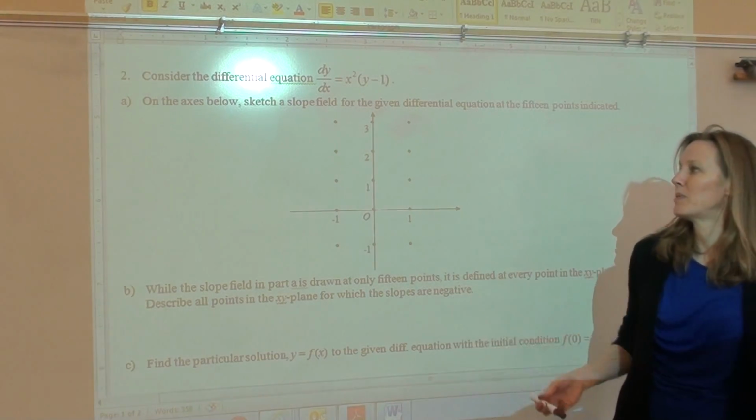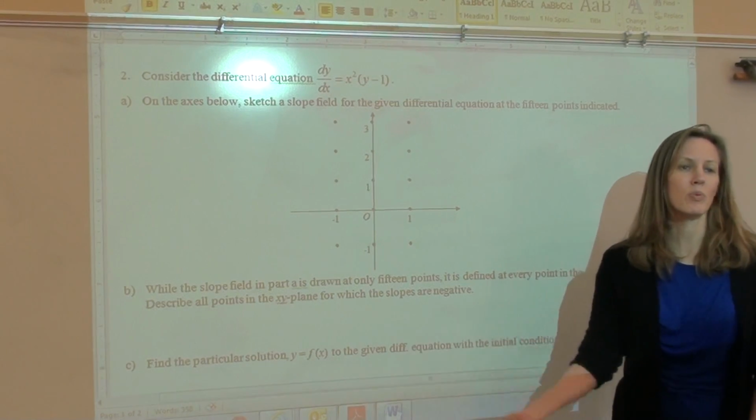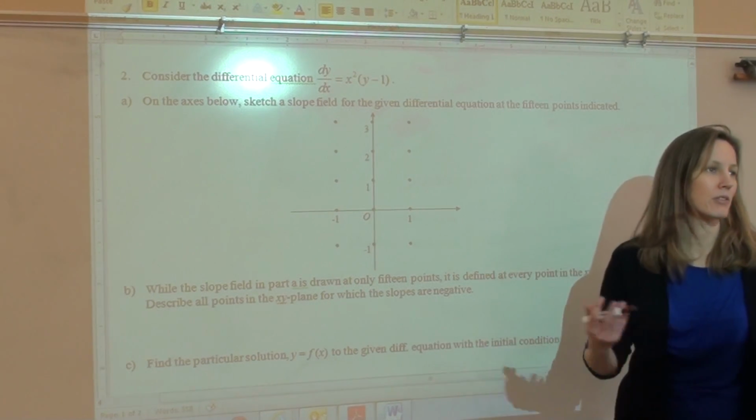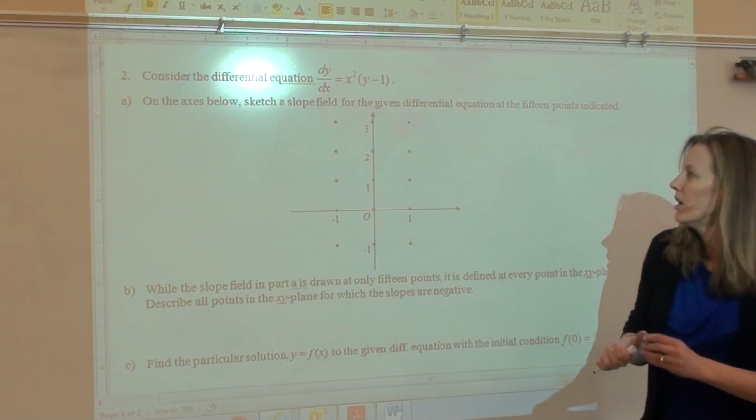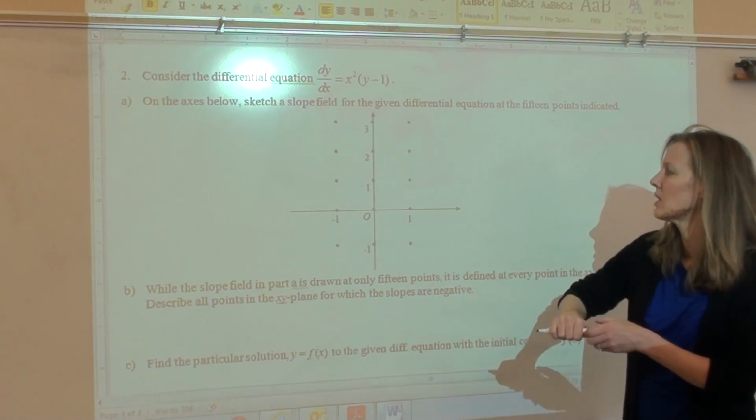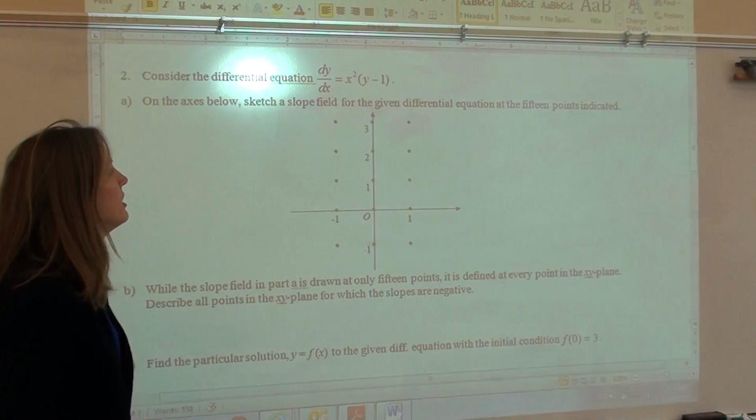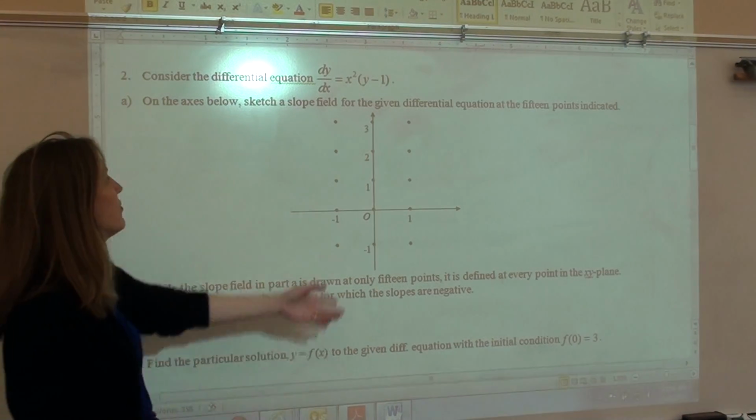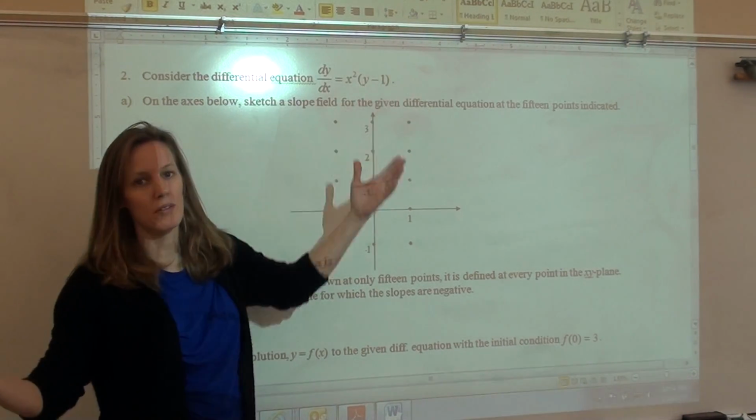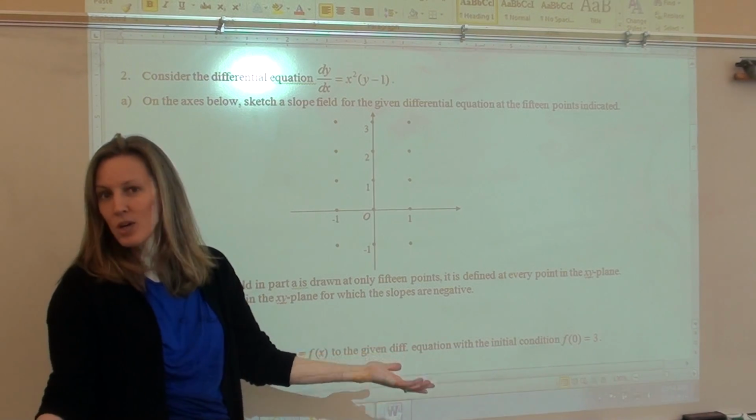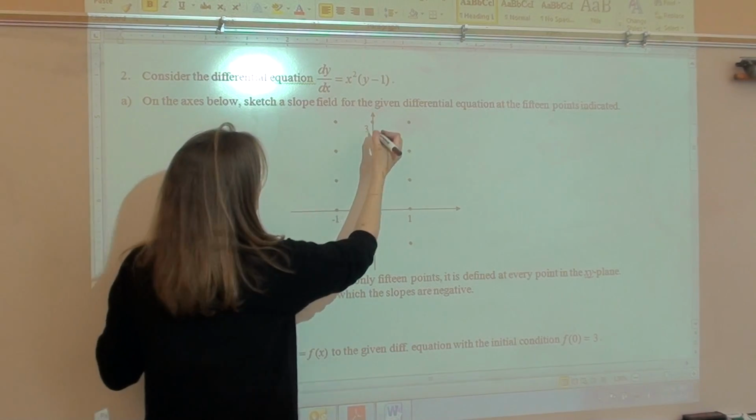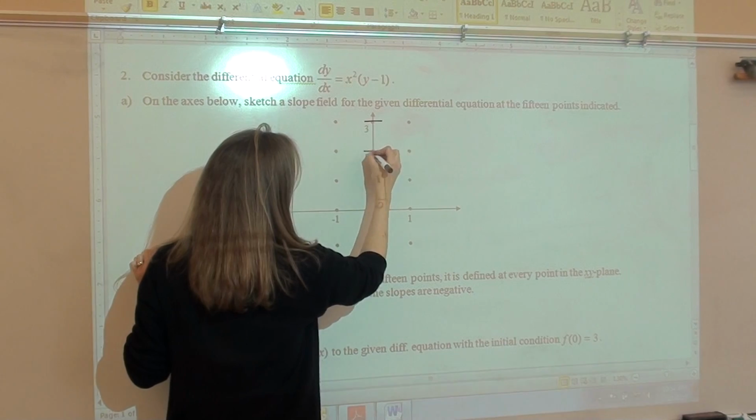Okay, this is also an AP exam question. We're getting into a point where all your free response now is going to be AP exam questions. Alright, so here we go. We're going to sketch a slope field. This is our differential equation, x squared times y minus 1. Notice that if x is 0, the slope is 0. So for all the spots where x equals 0, we can put slopes of 0.